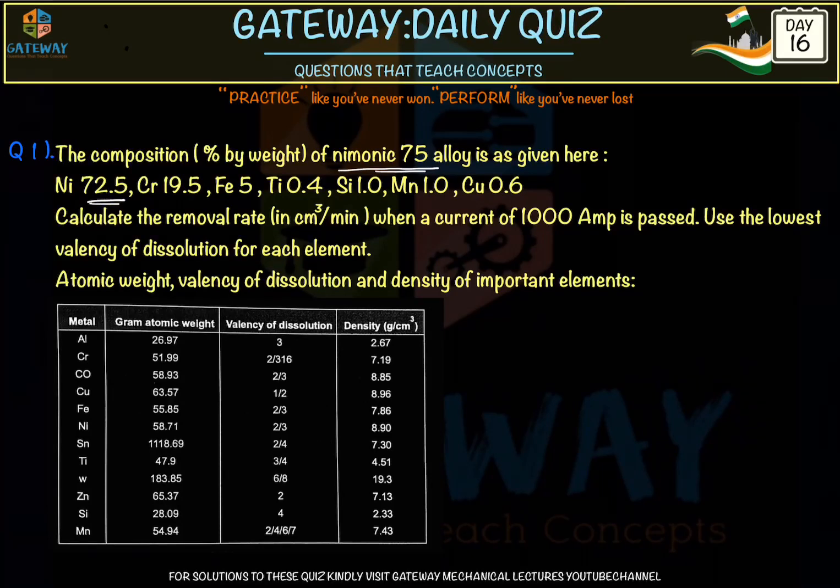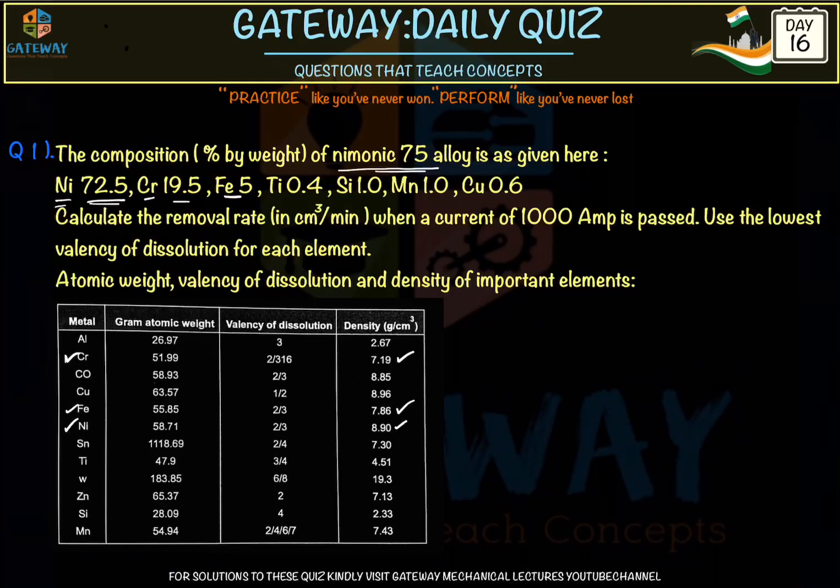72.5% we are using nickel, and what is the density of nickel here? From the table you can observe, here is our nickel and the density is given as 8.90. Similarly for chromium, it is having 19.5%, and here the density is 7.19, and for ferrous it is said that 5% is used by weight. Then in our table we have ferrous, and it has the density of 7.86.